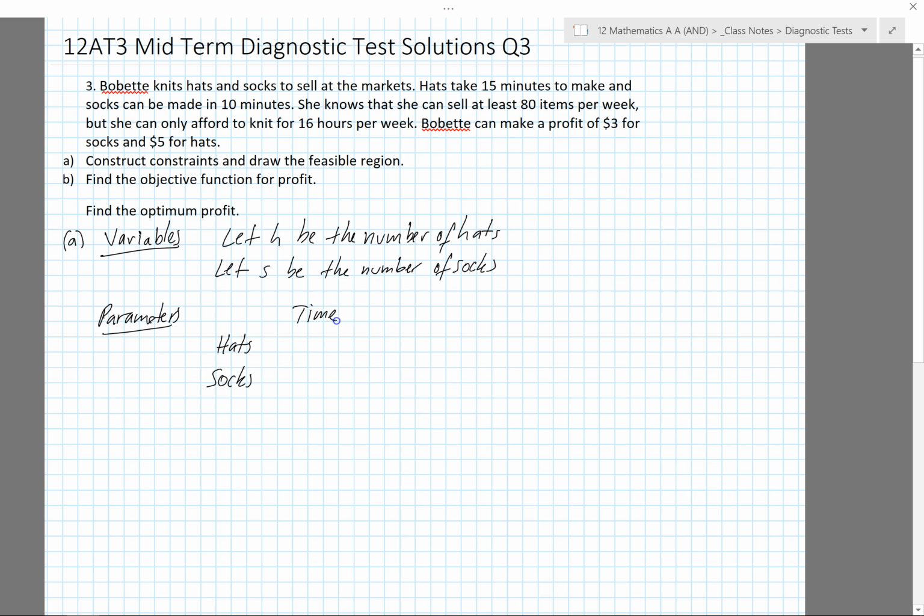So she tells us things about the time that she has available. Hats take 15 minutes to make, so I'll put my time in minutes. And socks take 10 minutes to make, and total time she has is 16 hours. So whatever 16 times 60 is, a total of 960 minutes. So I'll tick this information off as I've used it. Okay, Babette can make a profit of $3 for socks and $5 for hats. So I'll put this in here as well.